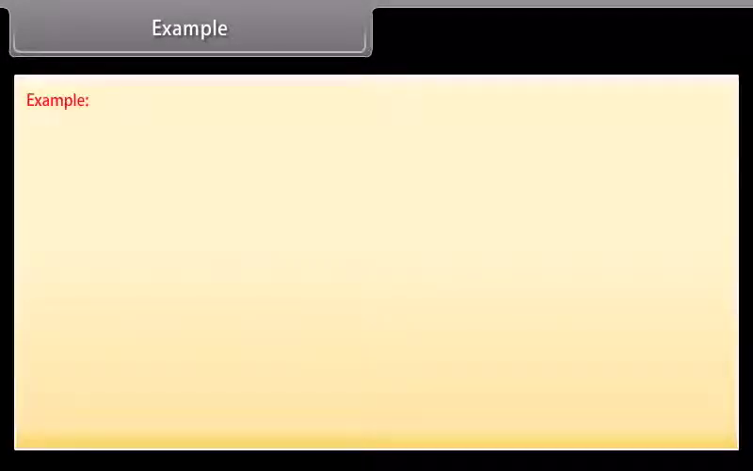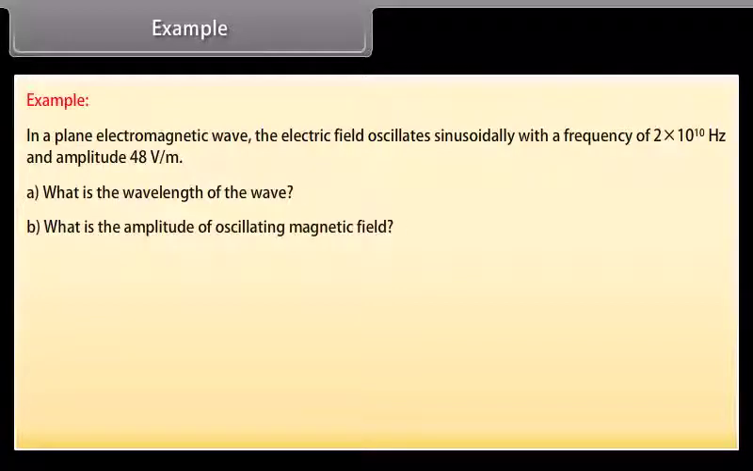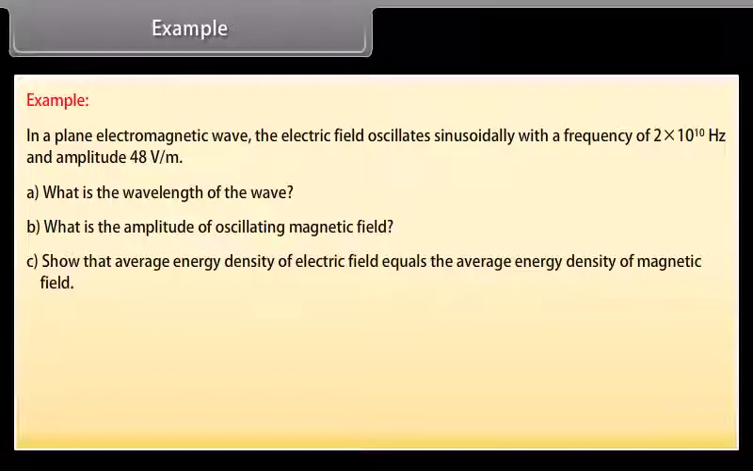Example. Let's take an example of electromagnetic waves. In a plane electromagnetic wave, the electric field oscillates sinusoidally with a frequency of 2 × 10^10 hertz and amplitude 48 volt per meter. What is the wavelength of the wave? What is the amplitude of the oscillating magnetic field? Show that the average energy density of the electric field equals the average energy density of the magnetic field.